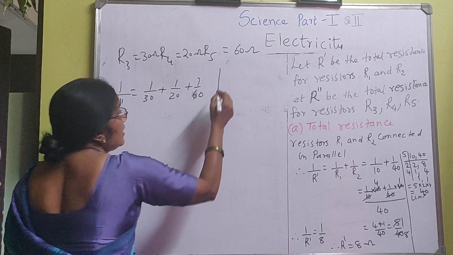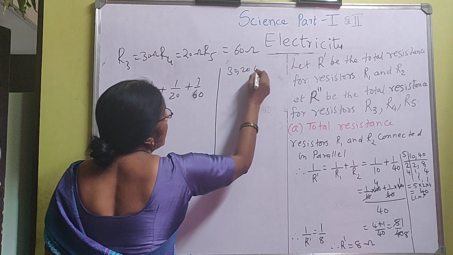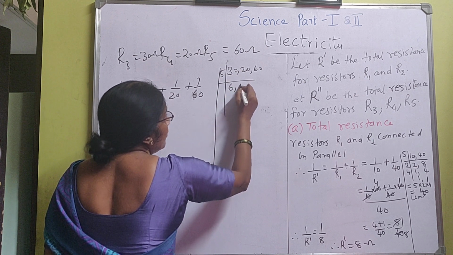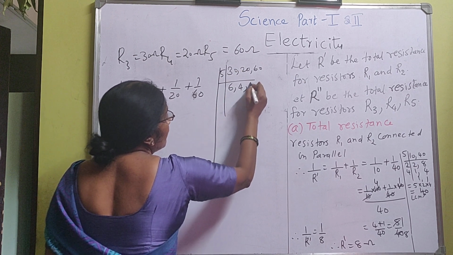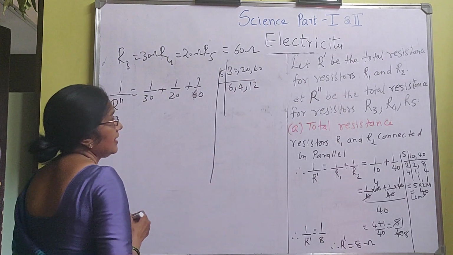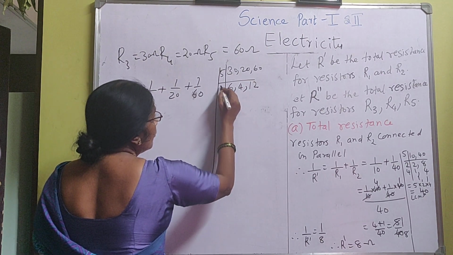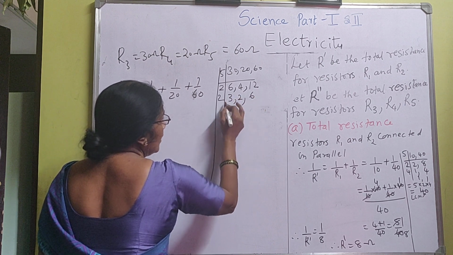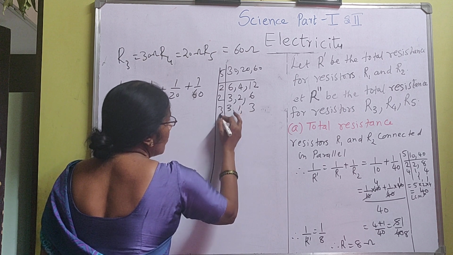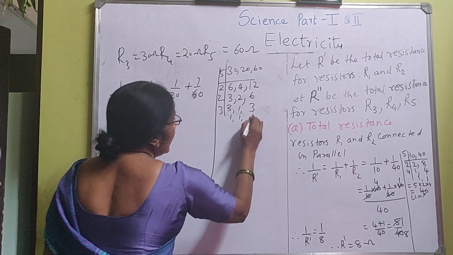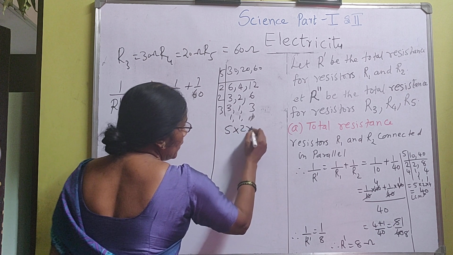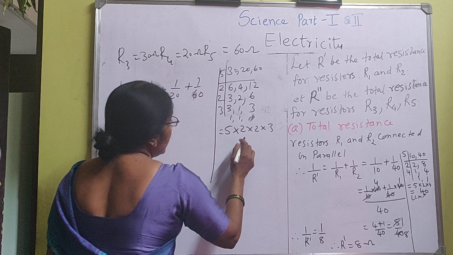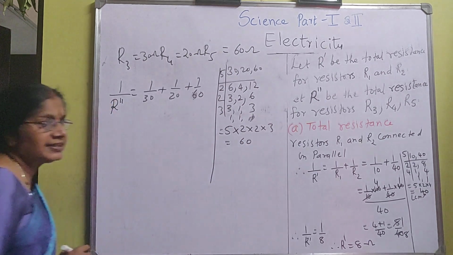Let us find out the LCM of 30, 20 and 60. So 5 6s are 30, 5 4s are 20, 5 12s are 60. Then let us go by 2. 2 3s are 6, 2 2s are 4, 2 6s are 12, again 2. And now by 3. So we got the LCM as 5 into 2 into 2 into 3. 5 2s are 10, 10 2s are 20, 20 3s are 60. So the LCM is 60.